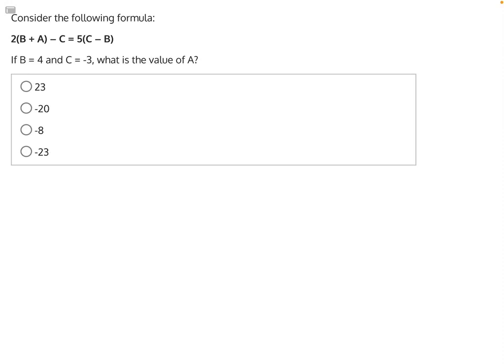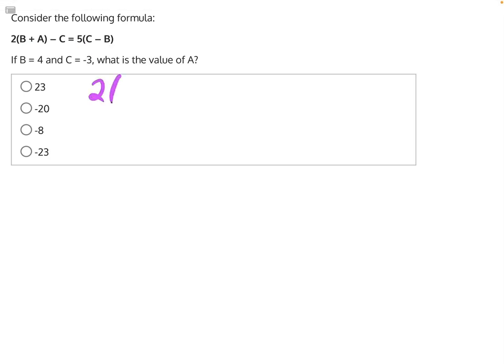Consider the following formula. If b is equal to 4 and c is equal to negative 3, what is the value of a? To solve for the value of a, we're going to need to substitute in our known variables, substituting 4 in for every value of b and substituting negative 3 in for every value of c. Then we can isolate our variable a and find its value. So let's start by making those substitutions.